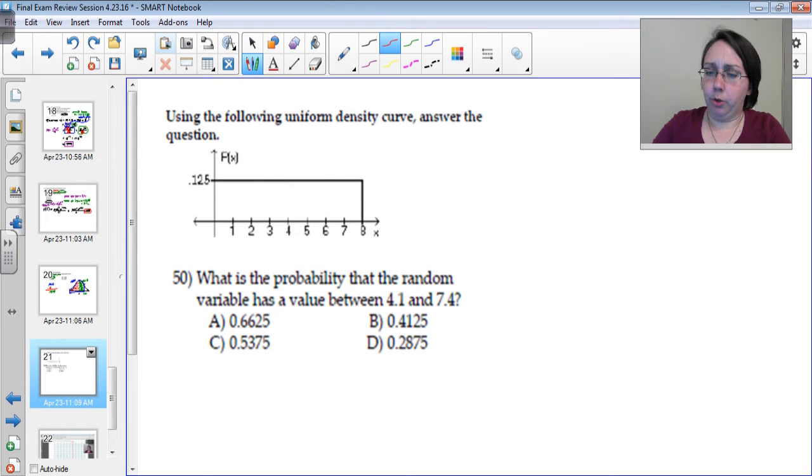Alright, so this is a uniform density. Uniform meaning what? Uniform means that the shape is going to be a rectangle. Okay, so this is a rectangle. That's how you know it's uniform. And we're interested in 4.1 to 7.4.